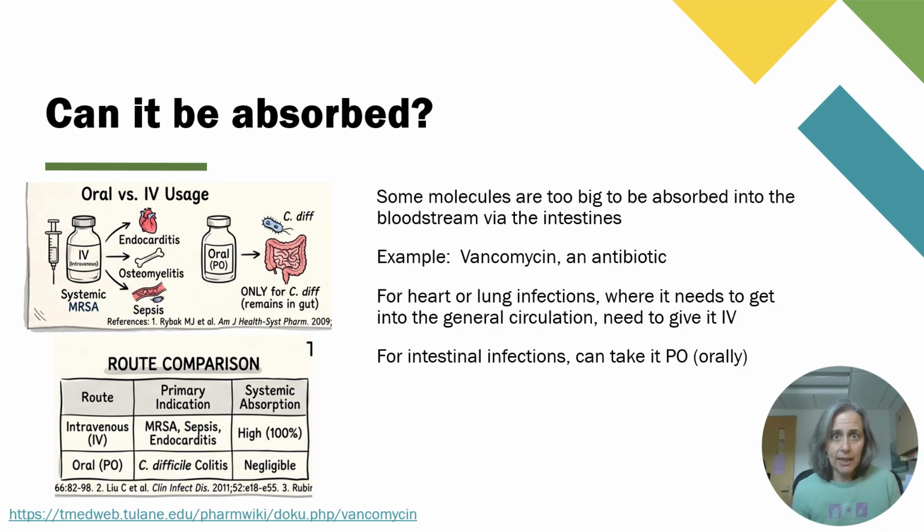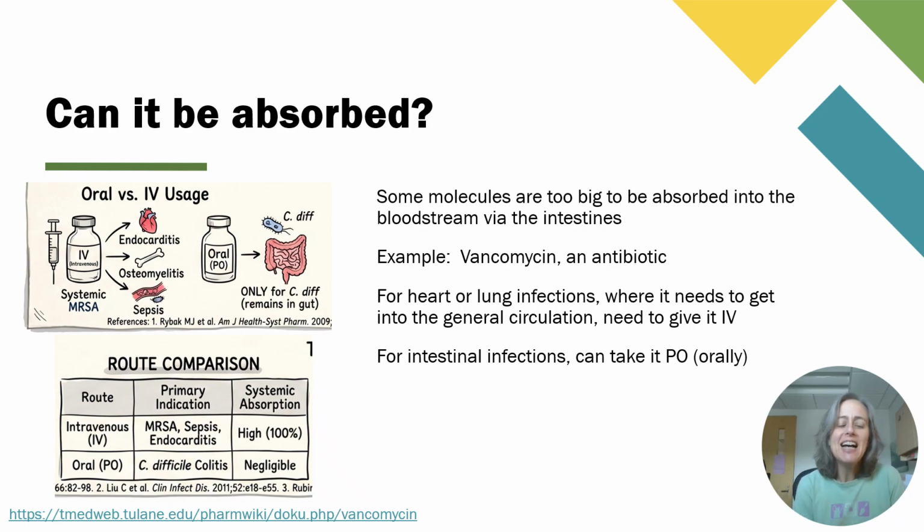We can't absorb it. So if you need to get it throughout somebody's entire body, say they have sepsis, or they have an infection in their heart valve, or they have an infection in their bone, that's osteomyelitis, you have to give it IV. You have to give it directly into their circulatory system. But if you're treating an infection that's inside the intestines, you can actually give it orally because you can't absorb it, so it just stays inside the intestine, but that's where the infection is, so it's kind of genius.